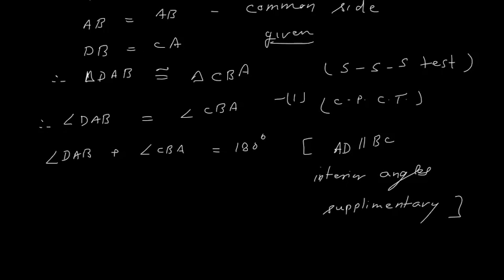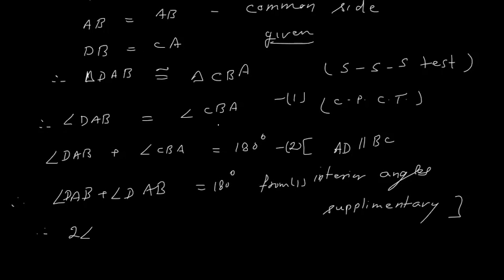Now from 1 and 2, this is the second equation. So therefore angle DAB plus angle DAB is equal to 180. This is from 1, where we have seen that angle CBA is equal to angle DAB. So therefore 2 times angle DAB is 180 degrees. Therefore angle DAB is equal to 180 degrees divided by 2, which is 90 degrees. So angle DAB is 90 degrees.